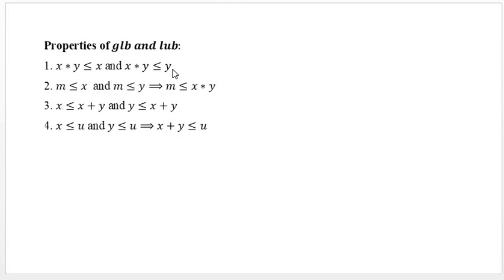When we consider GLB and LUB, they satisfy certain properties. x star y is less than or equal to x and x star y is less than or equal to y. m less than or equal to x and m less than or equal to y implies m less than or equal to x star y. x is less than or equal to x plus y and y is less than or equal to x plus y. x less than or equal to u and y less than or equal to u implies x plus y less than or equal to u.